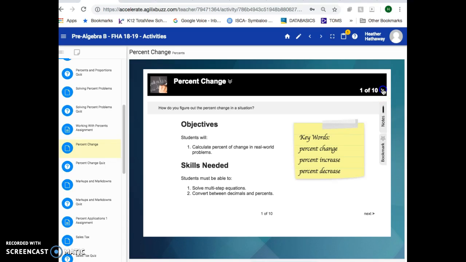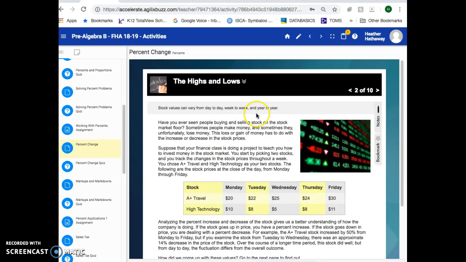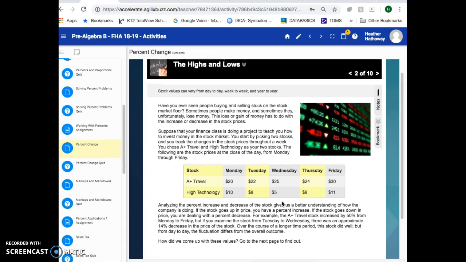So I want you to read through the lesson, read through all this. I know it may seem tedious, but again, you should be putting in a minimum of 1 hour of work per day, every school day in your math course. So read through this, go through the examples.